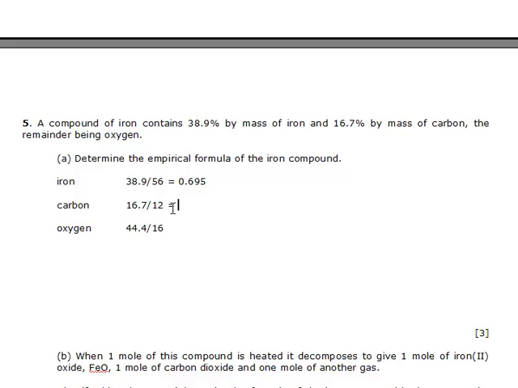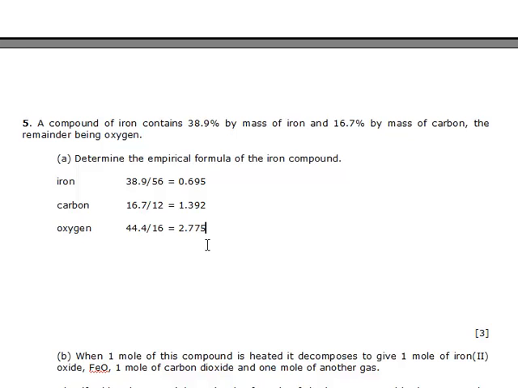16.7 over 12, 16.7 divided by 12, comes to 1.392. I'm working to 3 decimal places, not significant figures. 44.4 divided by 16 comes to 2.775.